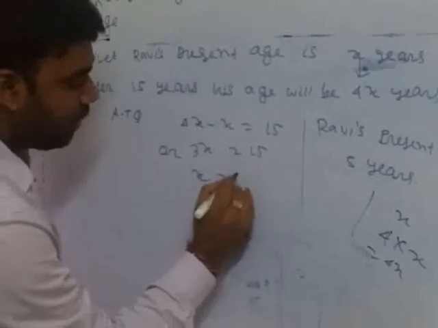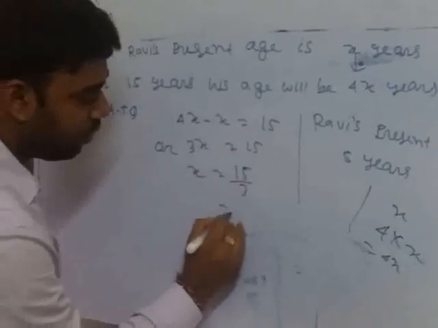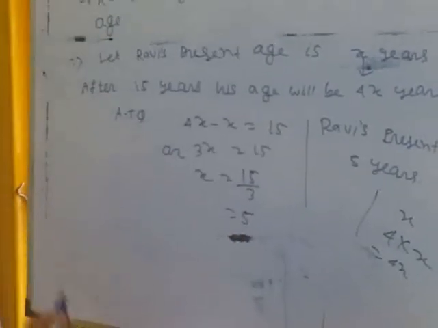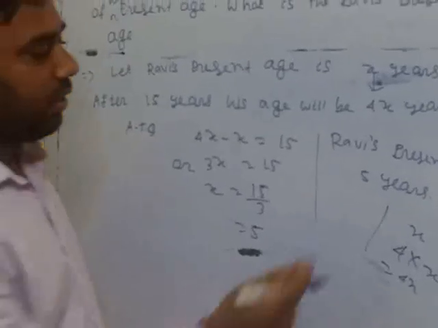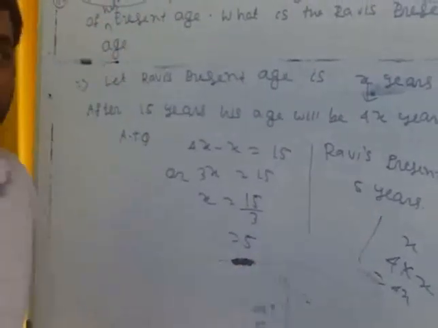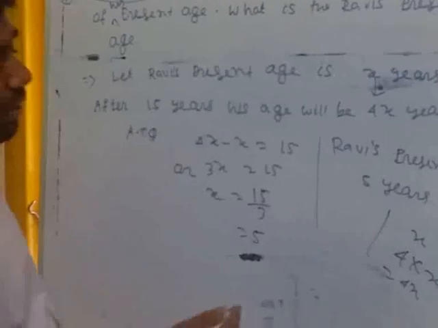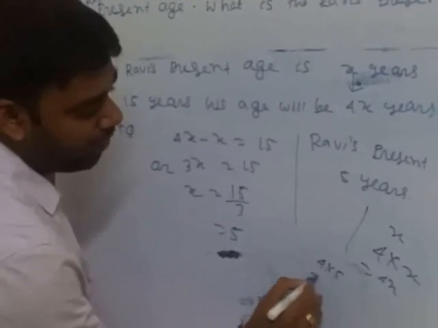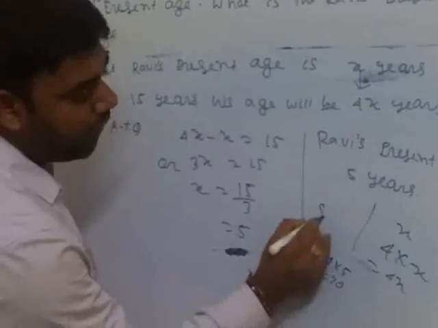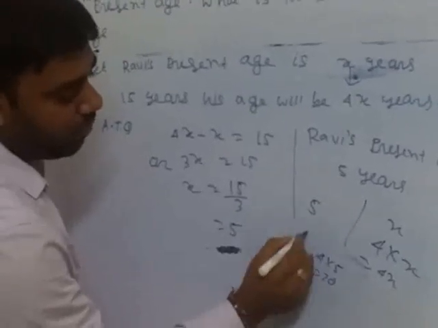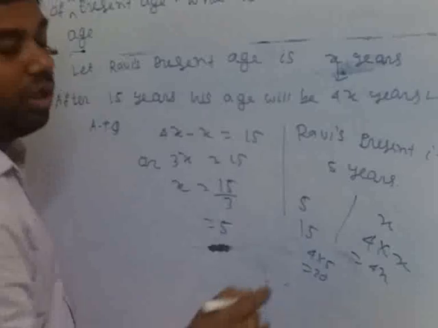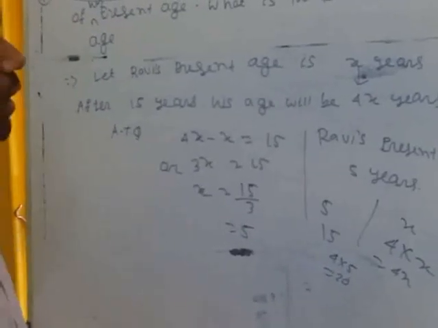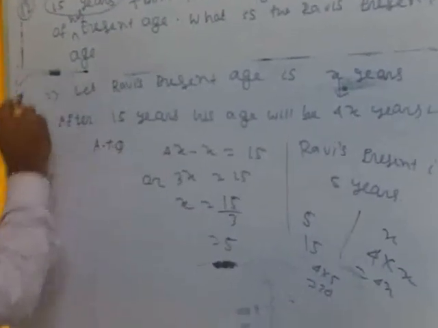And X equals 15 by 3, that equals 5. So Ravi's present age is 5 years, and after 15 years his age will be 4 into 5, that is 20. The difference between 5 and 20 is 15 years. So the answer is Ravi's present age is 5 years.